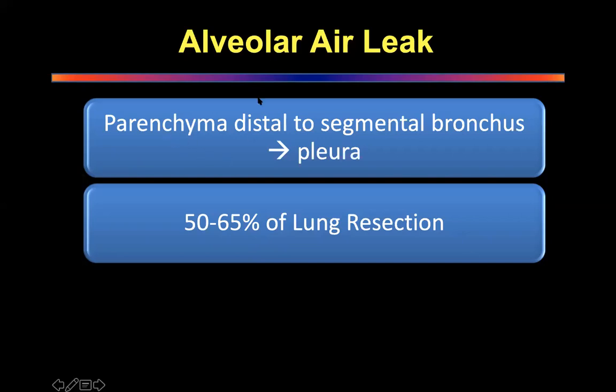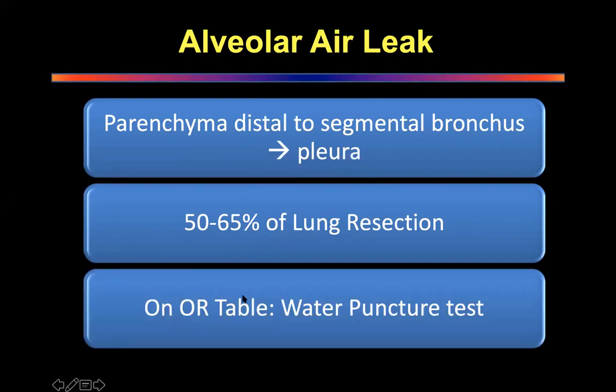So any parenchymal leak distal to the segmental bronchus into the pleura is called an alveolar air leak. Okay. And that happens in about 50 to 65% of lung resection patients. It is quite important that before you finish your surgery, before you start closing, you must do a water puncture test on table. And I'll show you this video a bit later. Before closing the chest, you must put water into the chest and allow the lung to re-expand to make sure there is no air leak.